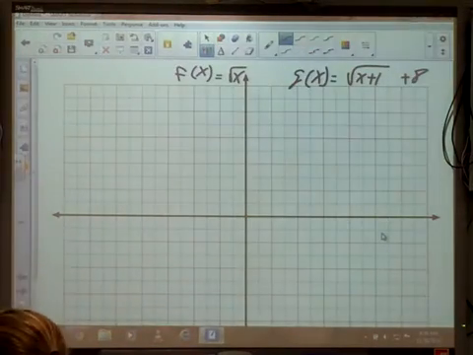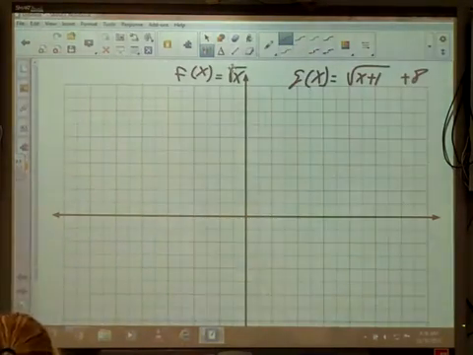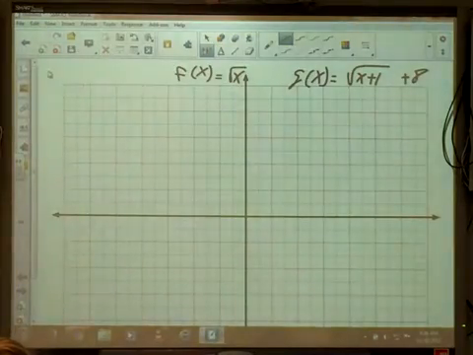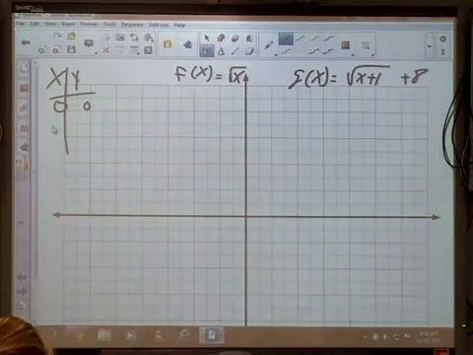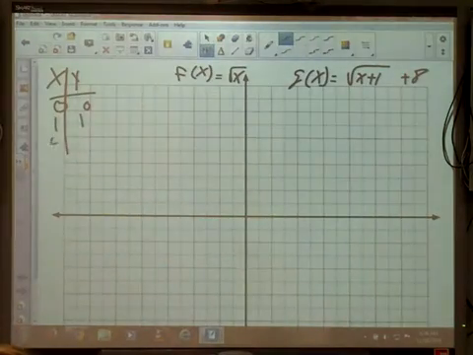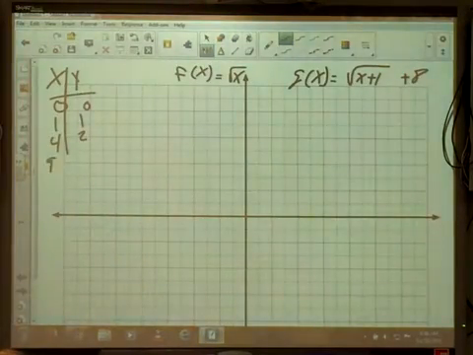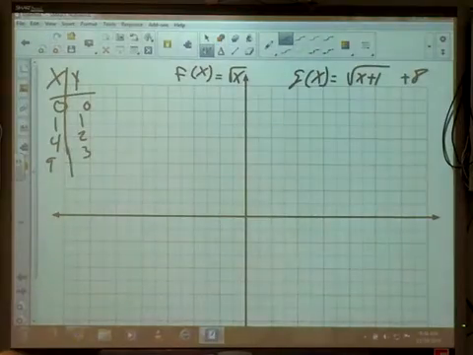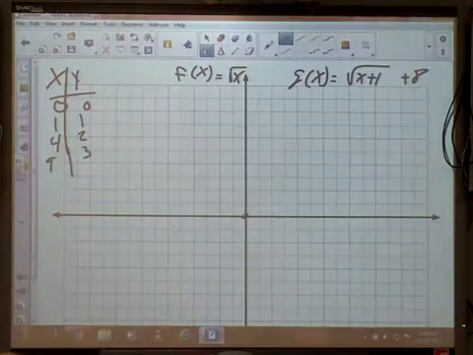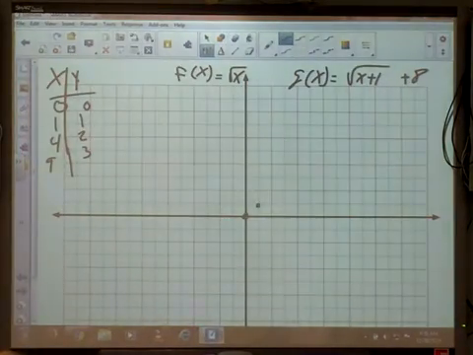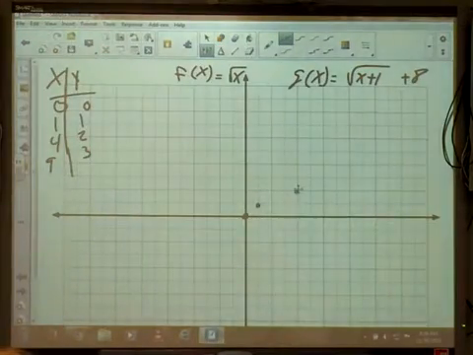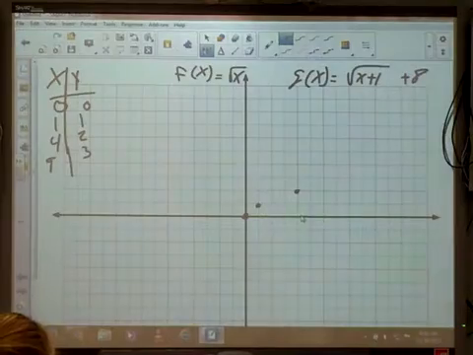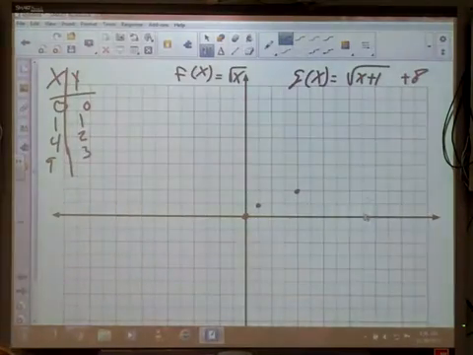Alright, so first one, f of x equals the square root of x. Let's do that one first. I can do some perfect squares real quick. 1, 1, plug a 4 in and get a 2, plug a 9 in and get a 3, right? 0, 0. And you can plug that in your calculator, that's fine. 2, 4, 2. 2, 4, 6, 8, 9, 2.